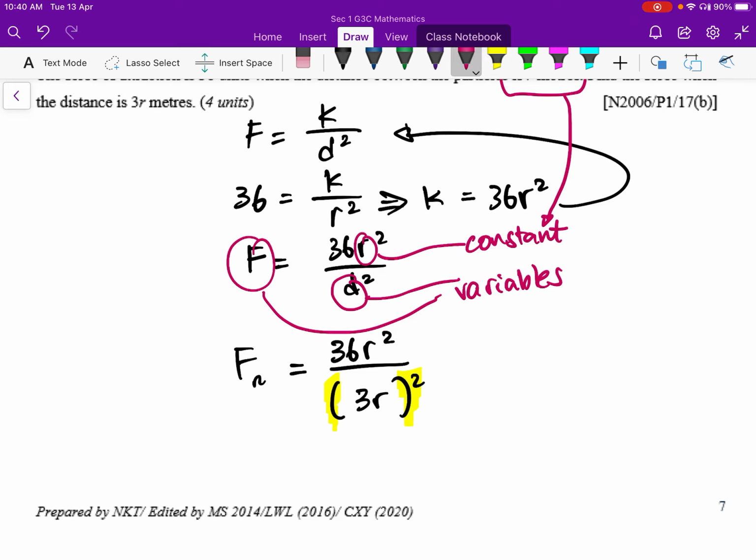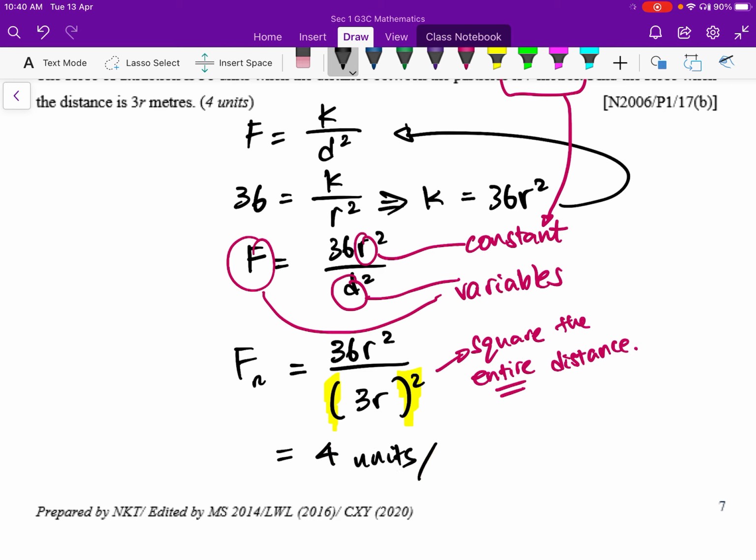And you put on the note, square the entire distance. Just like what we have been doing for our direct proportion also. It's the same skills. So 36 divided by 9, we have 4 units. Because r squared divided by r squared, you get 1.